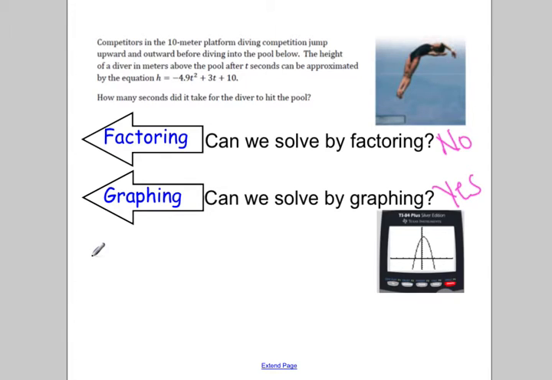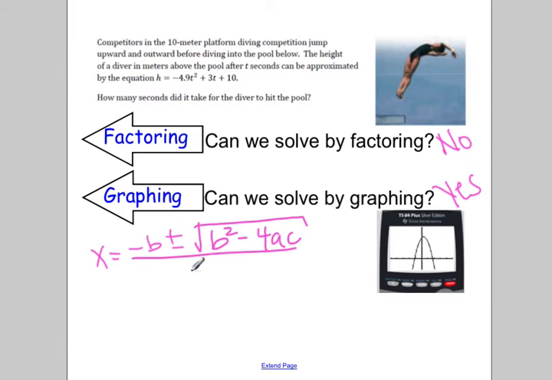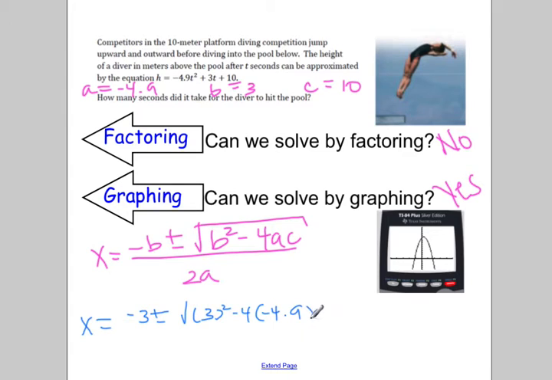So just to remember what the quadratic formula is: you have the opposite of b plus or minus the square root of b squared minus 4ac, all over 2a. In this case, my a is equal to negative 4.9, my b is equal to 3, what's in front of the t, and my c is equal to 10. If I plug this in, I would have negative b, so negative 3, plus or minus the square root of b squared, so 3 squared, minus 4 times a, negative 4.9, times c, which is 10, all over 2 times a, which is negative 4.9.